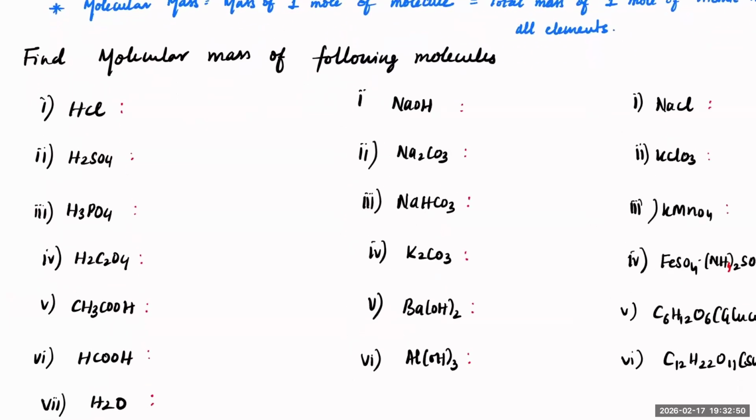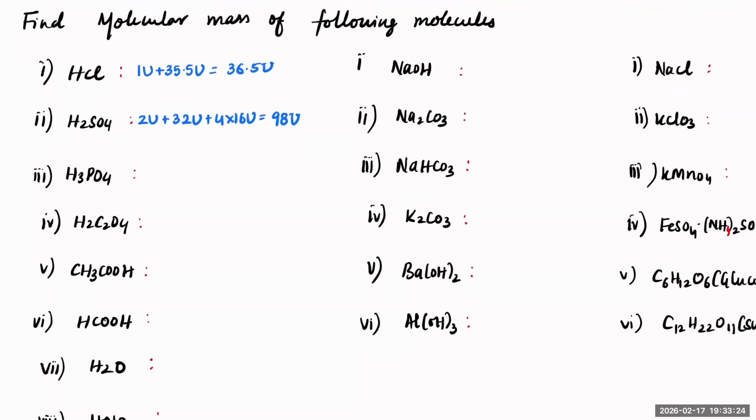Now here you can see, for example, hydrogen. For hydrogen, we know that atomic mass is 1 U. For chlorine, we learned that it is 35.5 U. So total how much is it? 36.5 U. That will be the molar mass of HCl. Likewise, if you take H2SO4, it is 2 U plus sulfur is 32 U plus 4 times 16 U. That makes it 98 U. That's clear, beta?